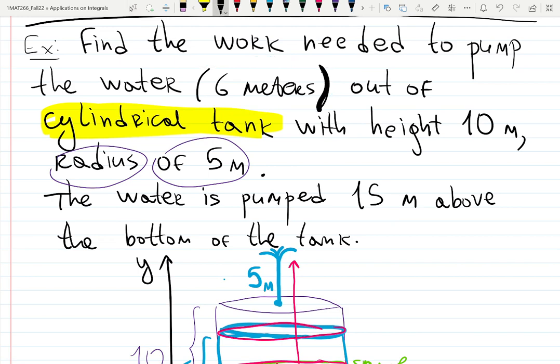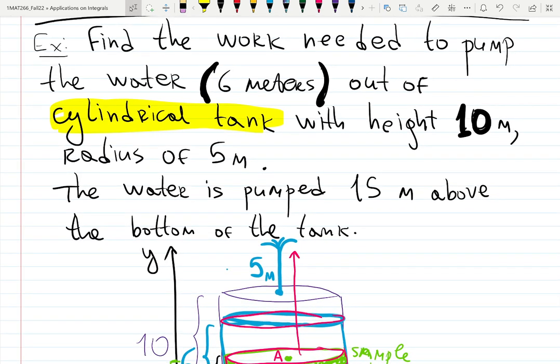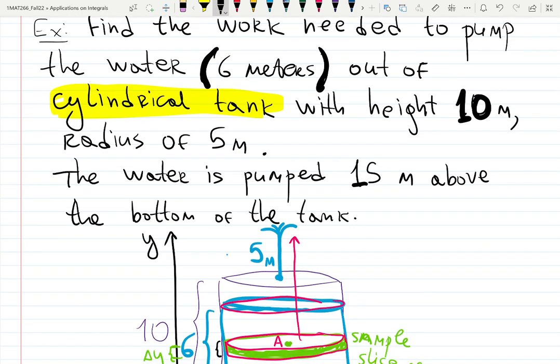You see, the tank is not full of water because the tank is 10 meters high, but the water is 6 meters high. Out of the cylindrical tank that gives you the shape of the slice, it's going to be a circle, rectangle, triangle, where you're going to have triangles at some point, with height 10, and the radius is given as well. And then how do you pump the water? You can pump it through the edge, or you can make a fountain. So 15 meters above the bottom makes a little fountain, 5 meters tall.